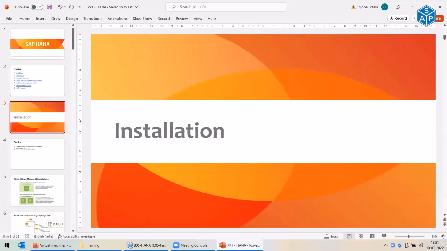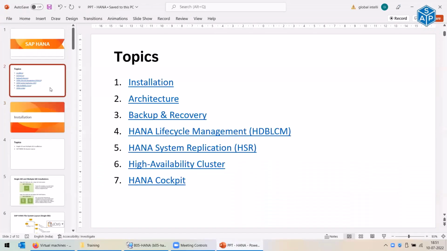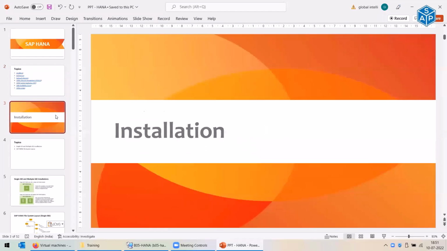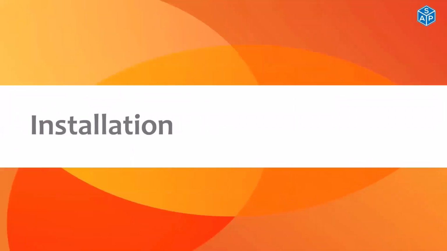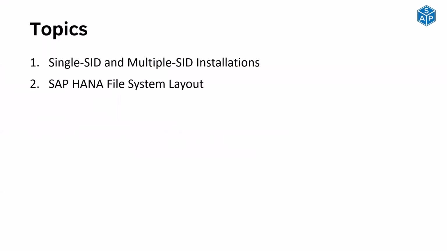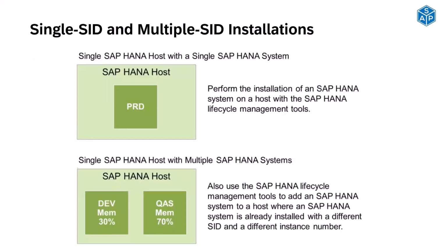Okay, so now let us start with topics for installation. We have done the installation, so let us just understand some installation concepts before we can move forward. You have something called single SID and multiple SID installations. We'll see what it is, and the SAP HANA file system layout. Now, what is a single SID and a multiple SID installation?